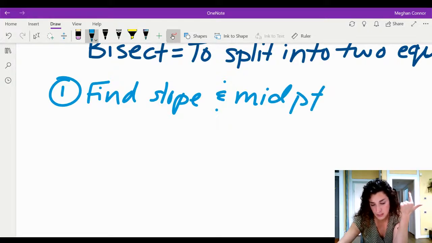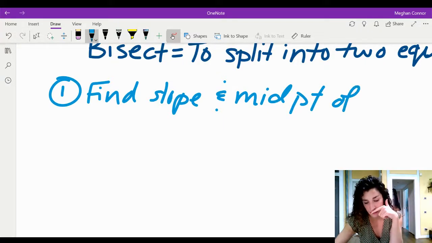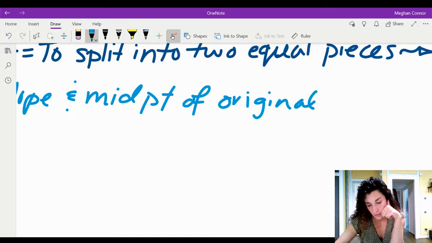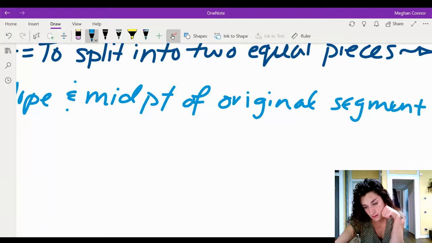PT is short for point. Of original segment.